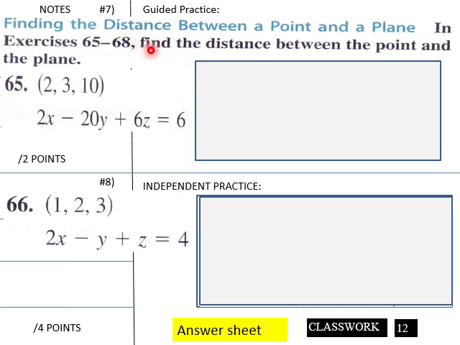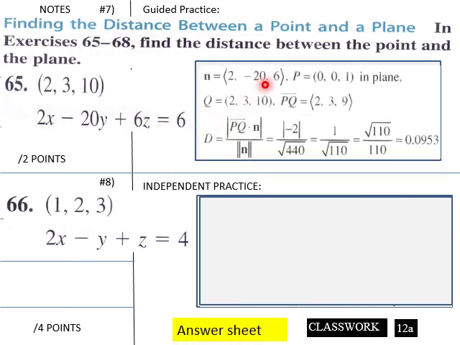And then I'm going to go into an example here, and this one's on you, students, so pay attention up here. Find the distance between a point and the plane. So here's our point, and then here's our plane. We need to find the distance between this point and this plane down here. So to do that, n in this situation is 2, negative 20, and 6. And then P is 0, 0, 1 in the plane. Here's our point, and then Q here is 2, 3, 10. And then vector PQ is 2, 3, 9.